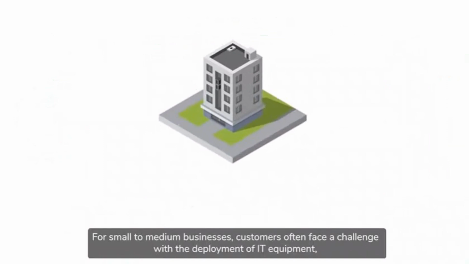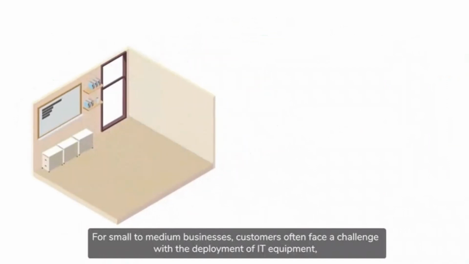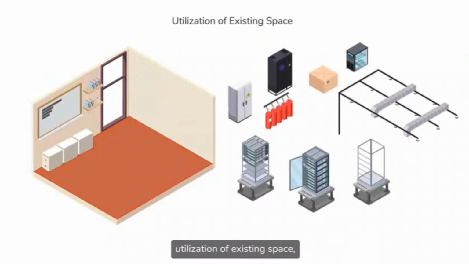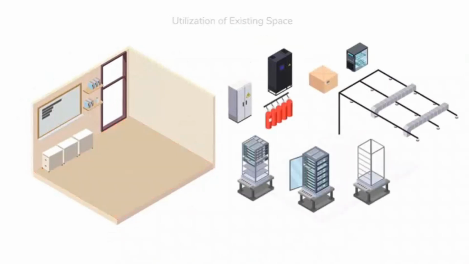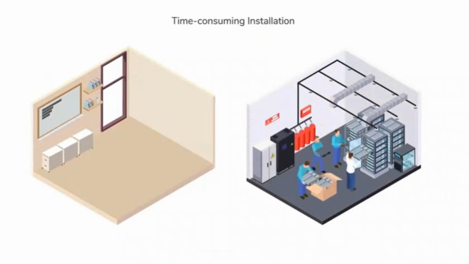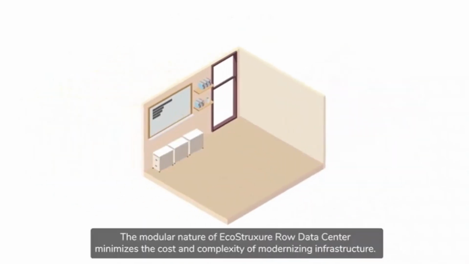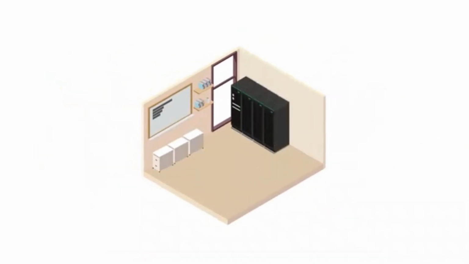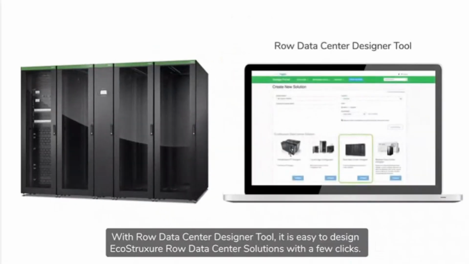For small to medium businesses, customers often face a challenge with the deployment of IT equipment, utilization of existing space, or time-consuming installation. The modular nature of EcoStruxure Row Data Center minimizes the cost and complexity of modernizing infrastructure. With the Row Data Center Designer tool, it is easy to design EcoStruxure Row Data Center solutions with a few clicks.